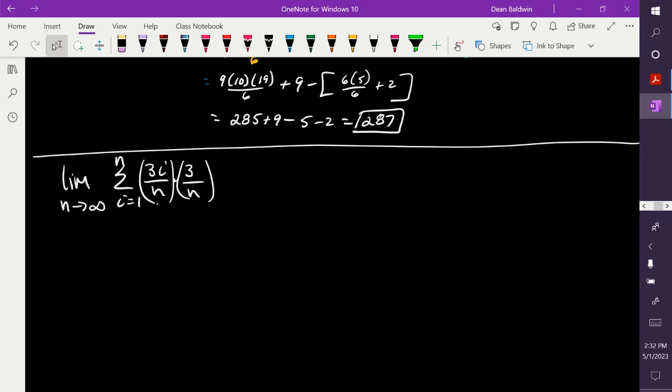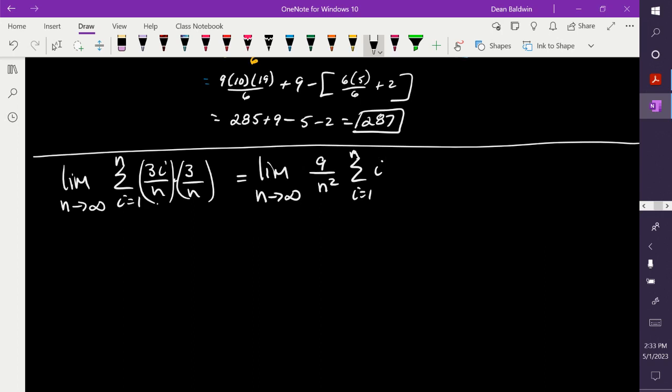n is a constant. n is whatever this number is, so it doesn't change. So I'm going to pull out a 9 over n squared. Does that make sense to everybody? Yes. So that's what we're doing, pulling out a 9 over n squared, and we're left with the sum of i equals 1 to n of i. So it got a little simpler.